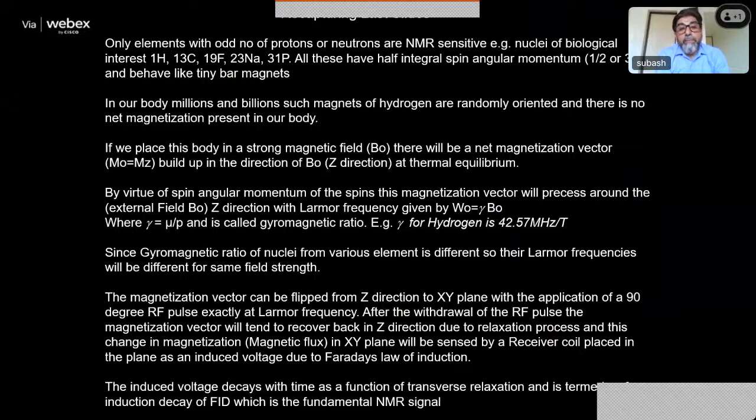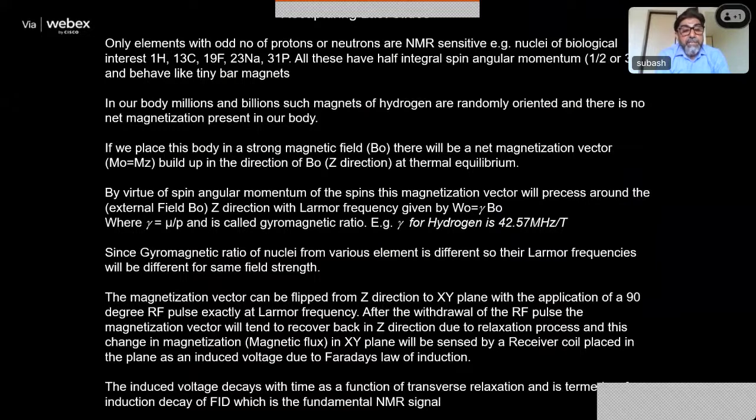By virtue of the spin angular momentum of the spins, this magnetization vector will precess around the external magnetic field, given by the Larmor equation, omega naught equals gamma B naught. We also studied that gamma for hydrogen is 42.57 megahertz per Tesla. Since the gyromagnetic ratio of nuclei from various elements is different, their Larmor frequencies will be different for the same field strength. The magnetization vector can be flipped from the z direction to the xy plane with the application of a 90-degree RF pulse exactly at the Larmor frequency. And after the withdrawal of the RF pulse, the magnetization vector will tend to recover back in the z direction due to a relaxation process.